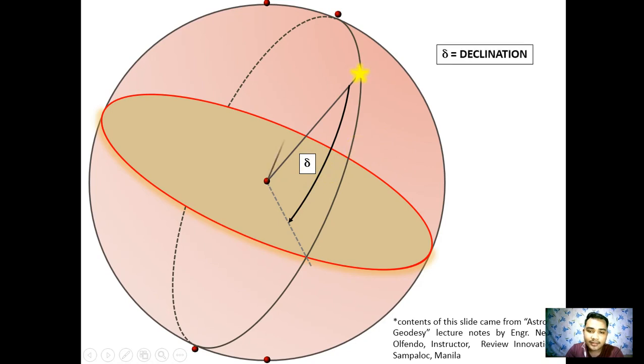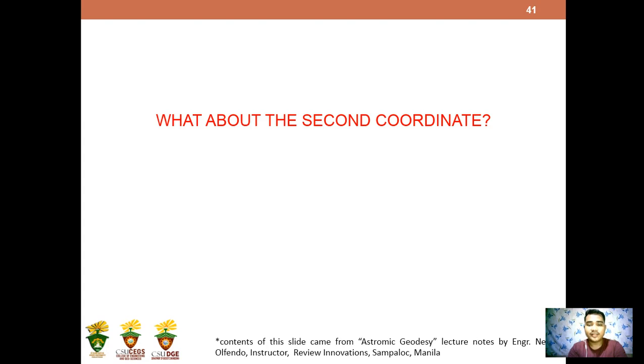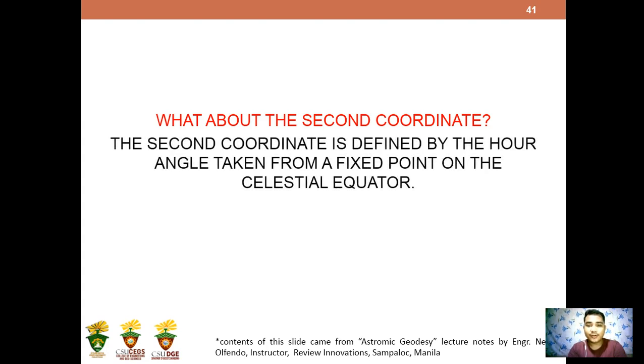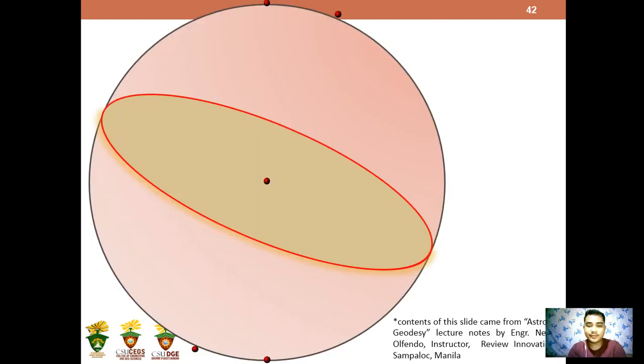And the complement of declination, from the north pole going to the star, is what we call polar distance. So what about the second coordinate for the right ascension equatorial system? The second coordinate, or second parameter, is defined by the hour angle taken from a fixed point on the celestial equator. To visualize this, let's go back to this figure.